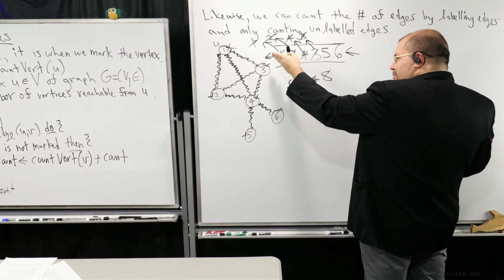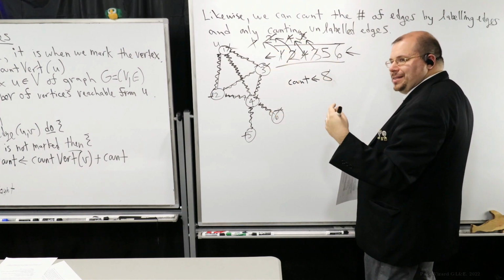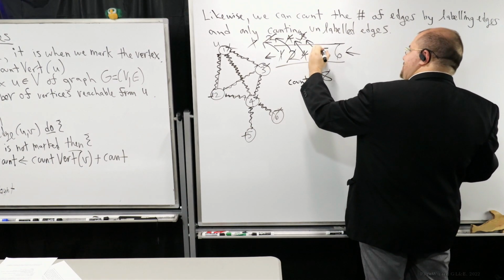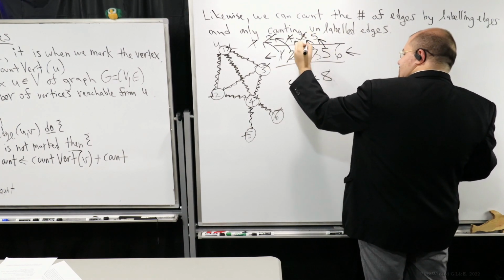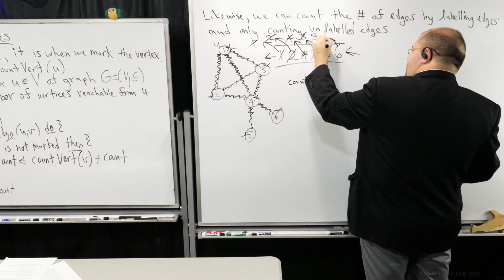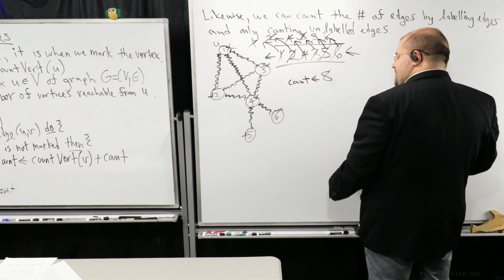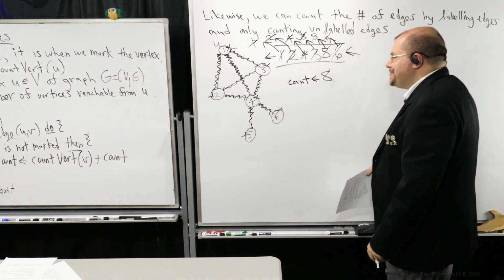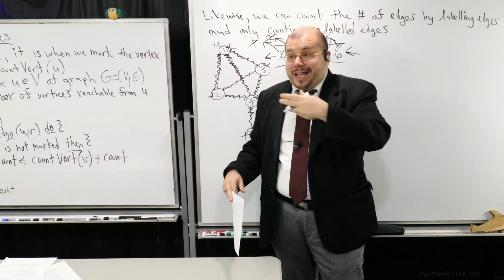So keep in mind, you would go through each one of these and see whether they're labeled or not. 5, same idea. 6, same idea. And we're done. So now I have 8 edges.